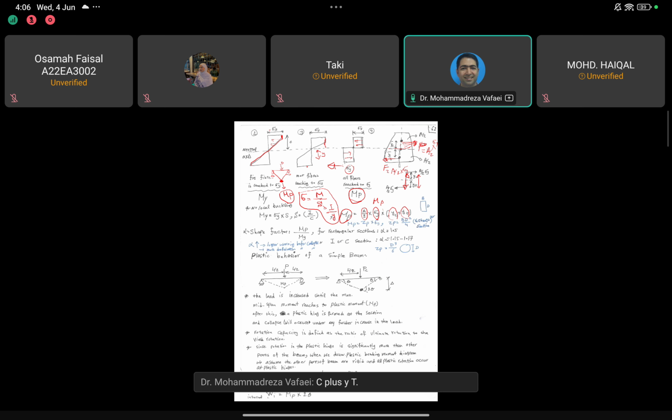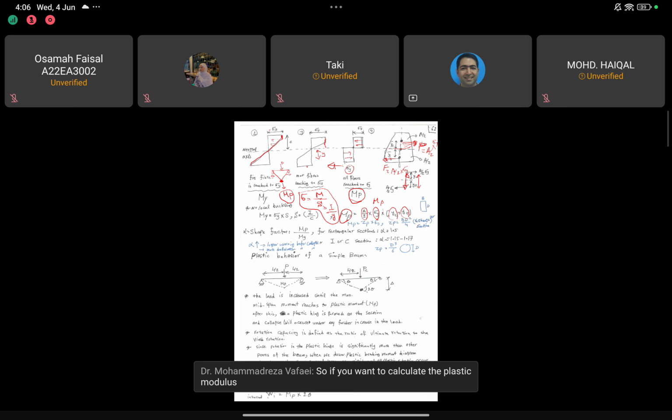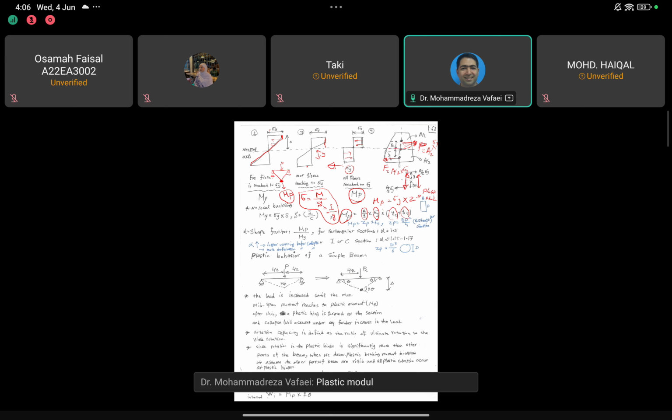So if you want to calculate the plastic moment, you need to calculate first the plastic section modulus and then multiply it by sigma y. So Mp basically equals sigma y multiplied by plastic modulus. Sometimes we show it with Zp. So this Zp is the plastic modulus.